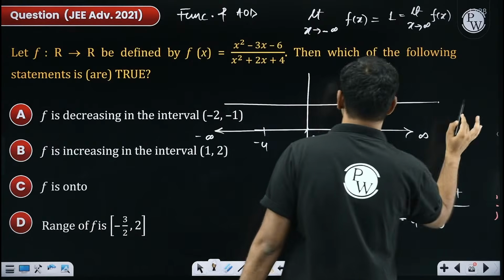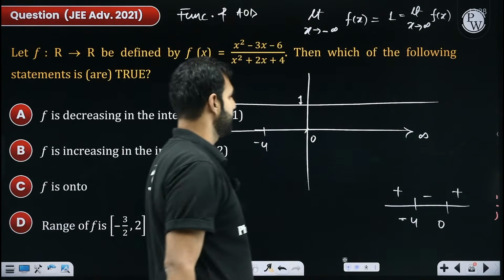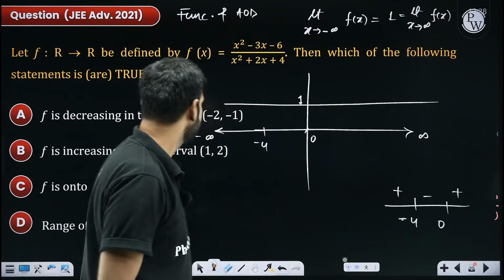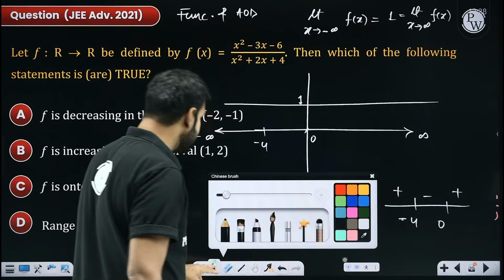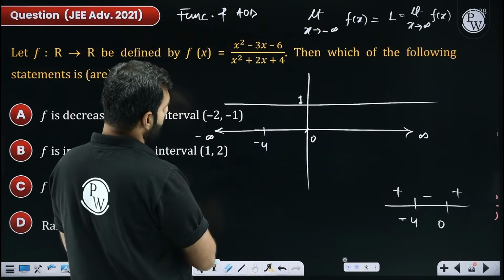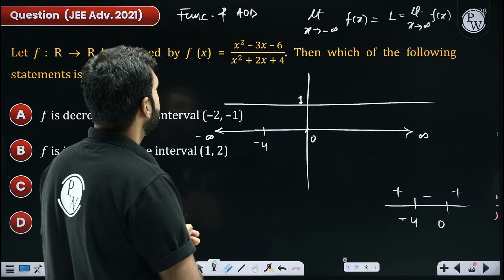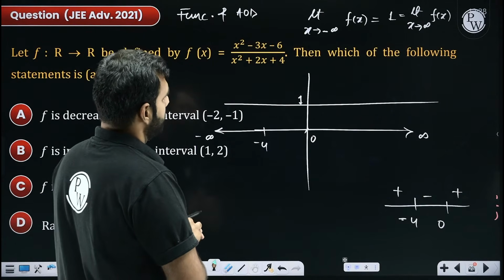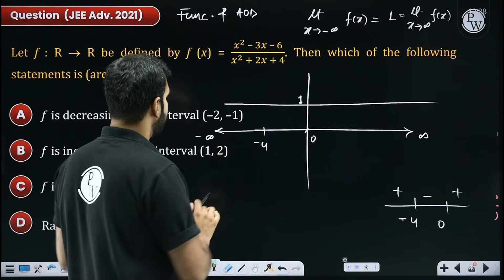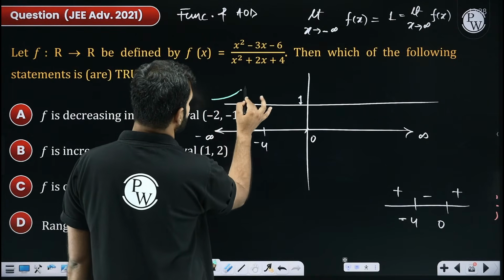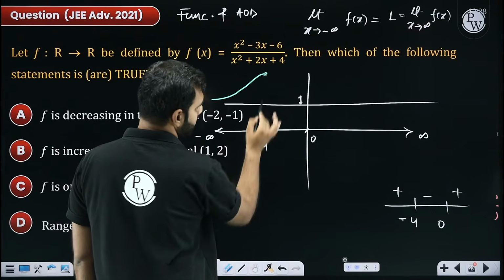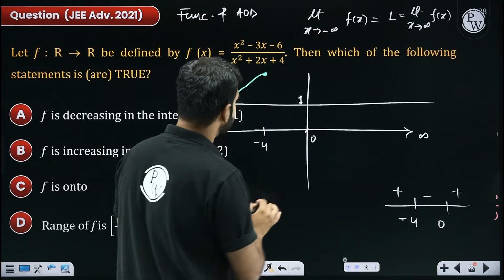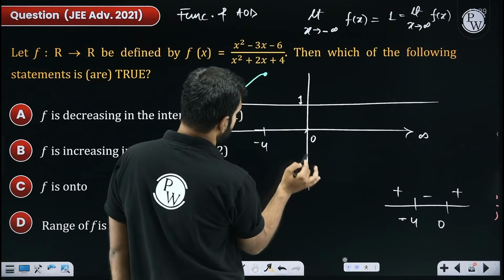So let's say this is 1. This is where it will be approaching. So first of all, from minus infinity to minus 4, it is increasing. So if it is increasing, then it could be somewhat like this. At minus infinity, it is approaching 1. At minus 4, it will be having its maxima. Then from minus 4, it starts decreasing. So it decreases till 0.